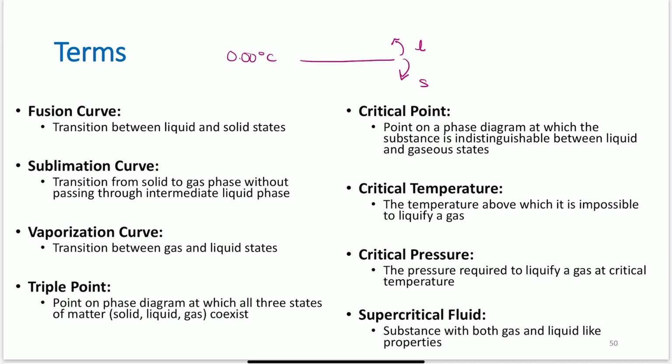Critical point is the point on a phase diagram at which the substance is indistinguishable between your liquid and gaseous phases. Critical temperature: the temperature above which it's impossible to liquefy a gas. Critical pressure: the pressure required to liquefy a gas at your critical temperature. And a supercritical fluid is a substance with both gas and liquid-like properties. It's neither a liquid nor a gas, but it does possess properties somewhat intermediate between the two. The substance is at temperatures and pressures beyond its critical point.